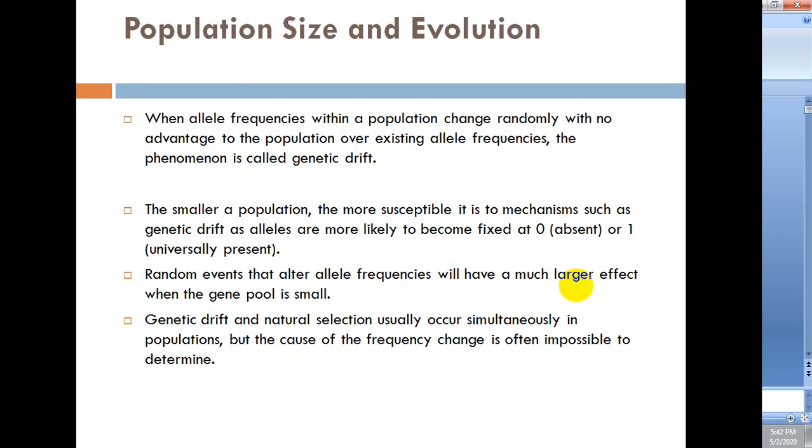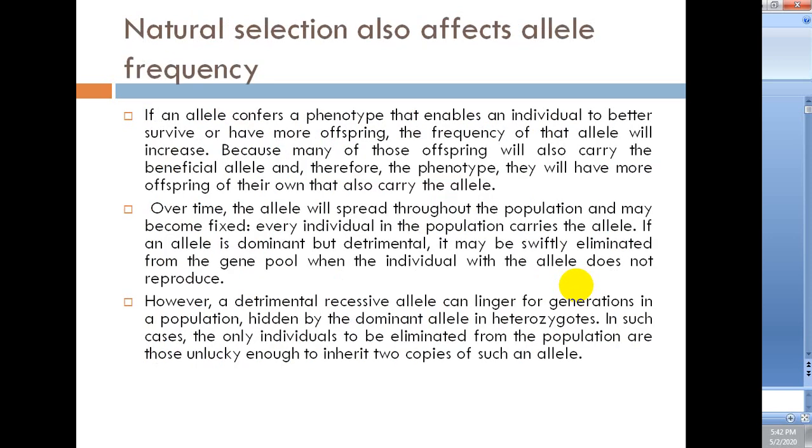Genetic drift and natural selection usually occur simultaneously in a population, but the cause of frequency change is often impossible to determine. So, if an allele confers a phenotype that enables an individual to better survive or have more offspring, the frequency of that allele will increase, because many of those offspring will also carry the beneficial allele, and therefore the phenotype, and they will have more offspring of their own that also carry the allele.